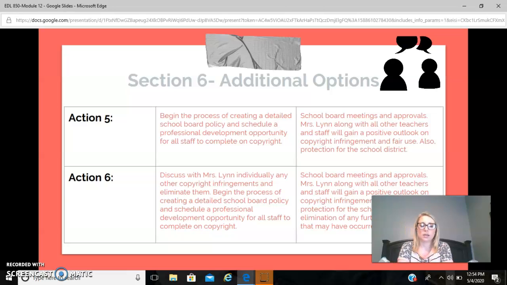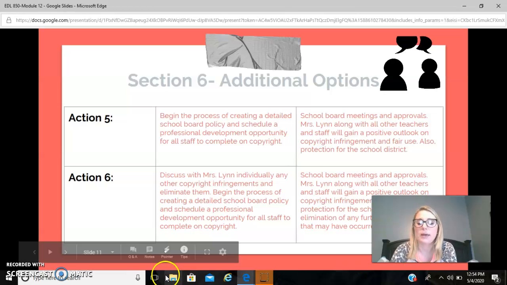Action 6 would be to discuss with Mrs. Lynn individually any other copyright infringement that has occurred and eliminate it all. Continue by beginning the process of creating the school board policy and professional development for all staff to receive on copyright. This would again involve school board meetings and approval. Mrs. Lynn and all the other teachers would gain knowledge on copyright infringement and fair use. It would protect the school district, and it would eliminate any further infringement that may have occurred in the past that the school did not know about.